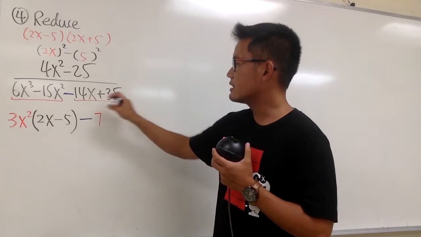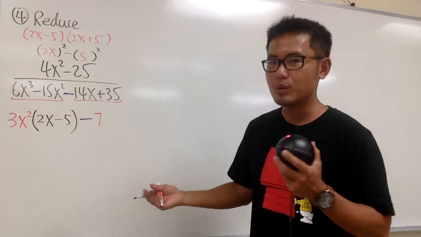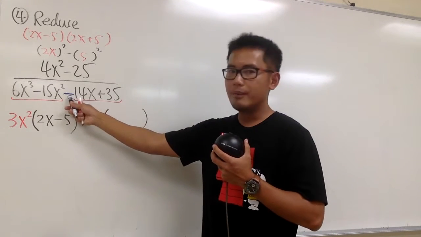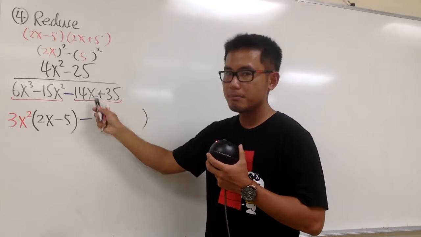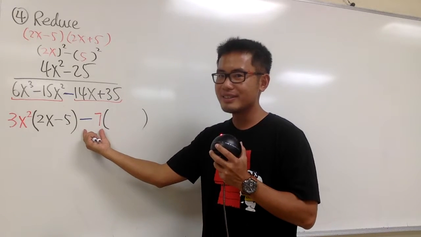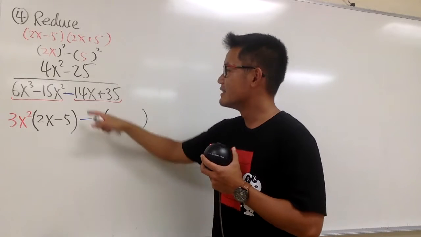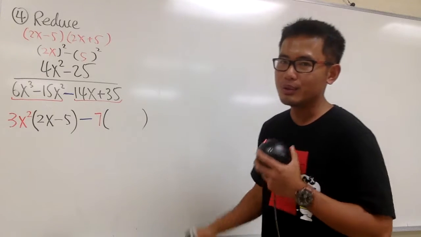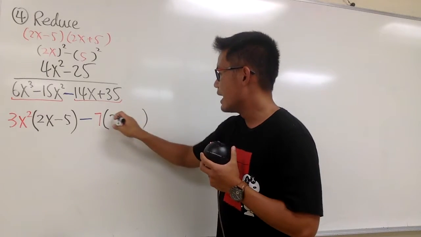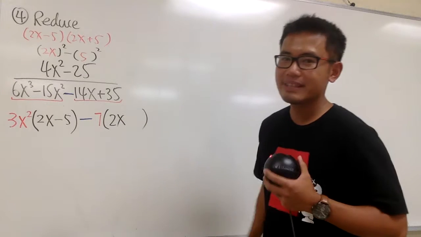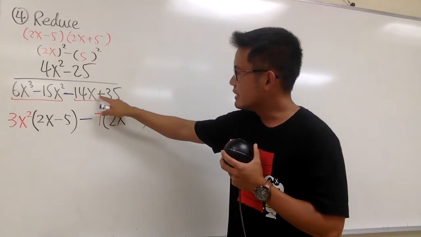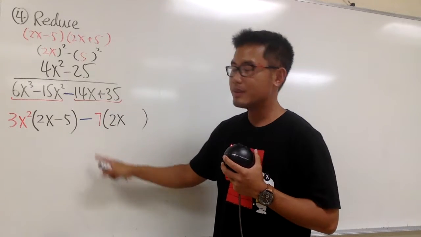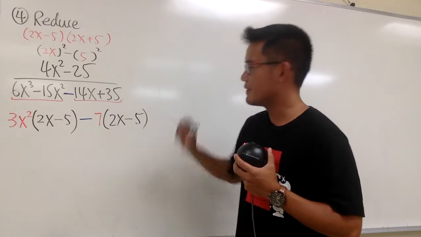And this has x, but this one doesn't have x. So we cannot factor out any variables. So we'll open the parentheses now. This right here was originally negative 14x. But we factored out a negative 7. So you can think about this as negative 14 divided by negative 7. We do get the 2, right? And of course, we have the x right here. And to continue, here is positive 35. And we divide it by negative 7. So we end up with negative 5.